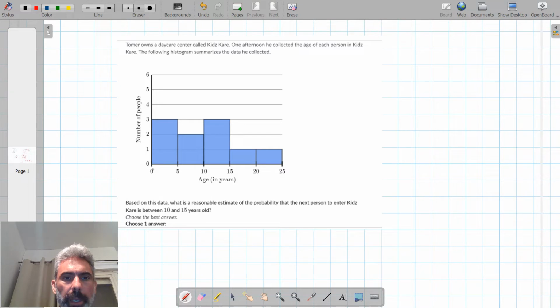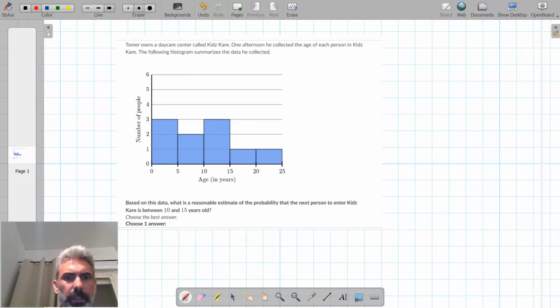So kids age 0 to 5, there are 3 kids ages 0 to 5. There are 2 kids ages 5 to 10. There are 3 kids ages 10 to 15. One kid ages 15 to 20, and 1 kid ages 20 to 25.